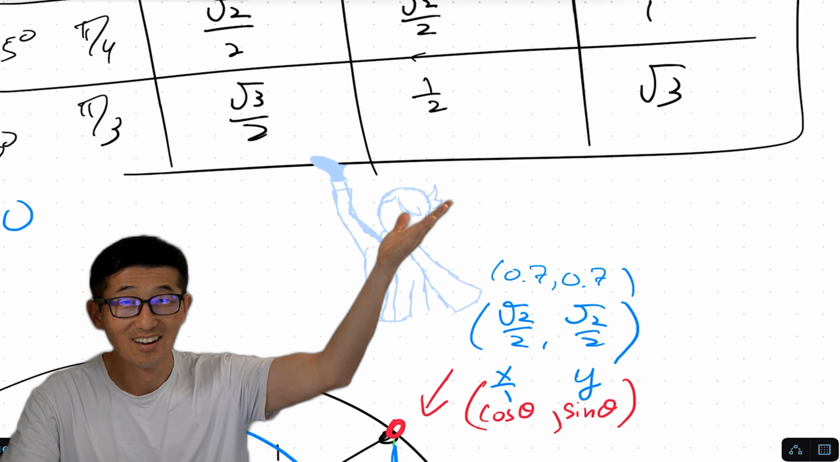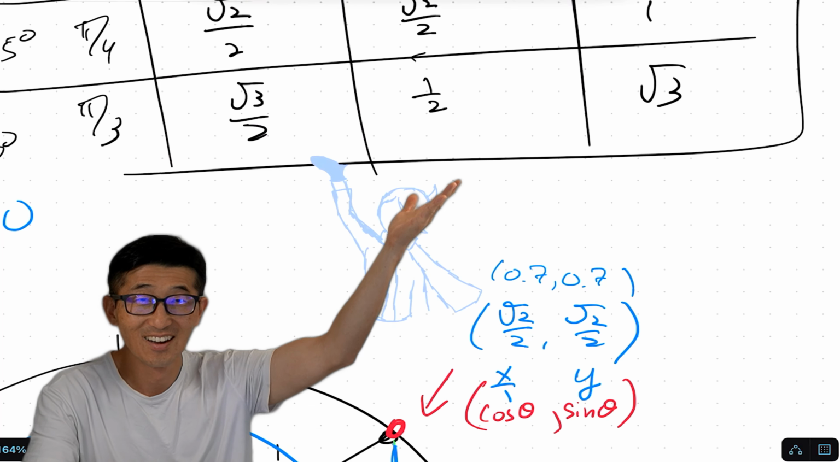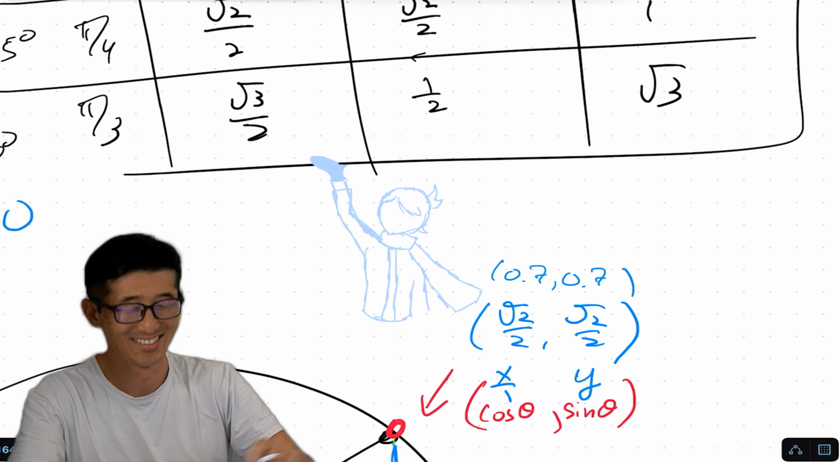So tangent 5 pi over 4, Lydia? No, the answer is negative 1.